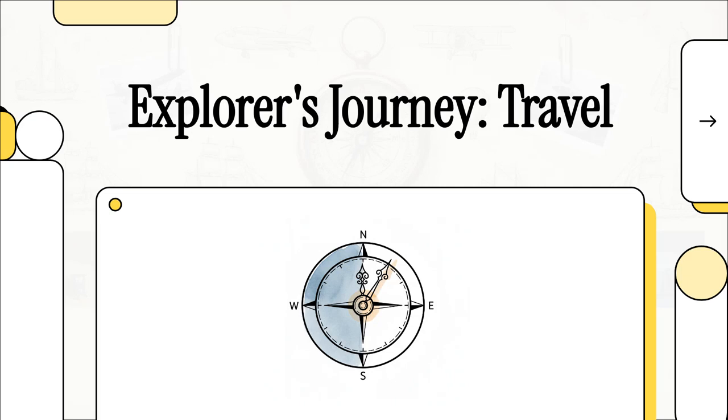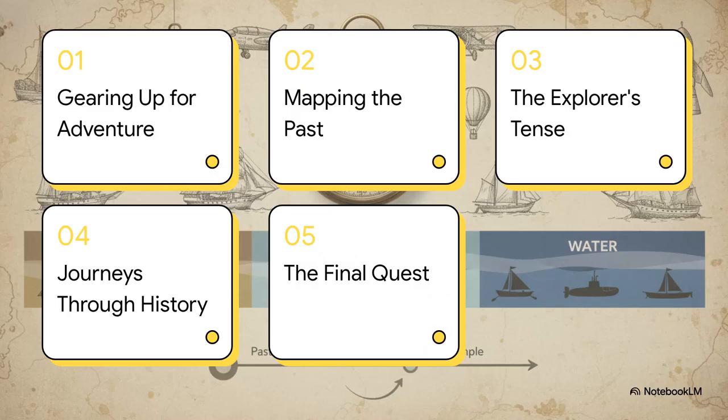We're going to master how we talk about travel and time, navigating through the past to tell some really cool stories. So let's get started. All right, here's our expedition map for today. First, we're going to gear up with the right vocabulary. Then we'll learn to read the maps of time with a really important grammar point. After that, we'll take a look at some famous journeys from history. And finally, we'll put our new skills to the test with a final quest.